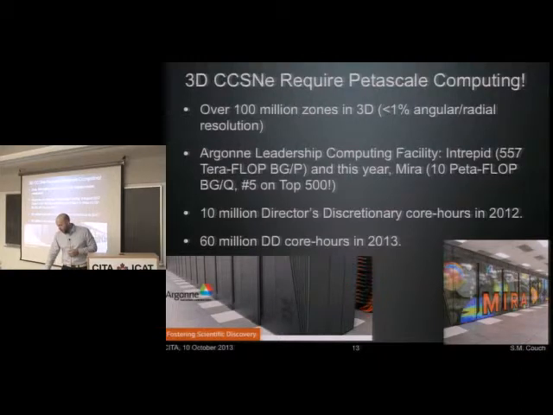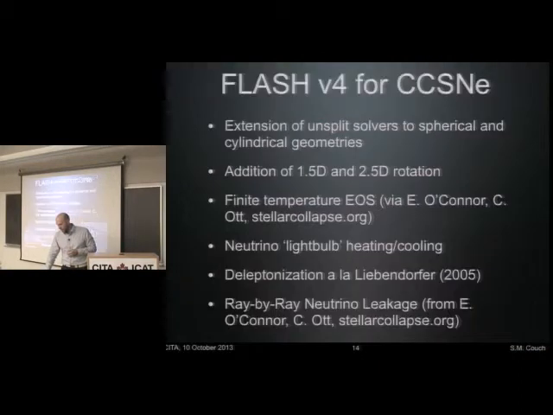And my main tool for the simulations that I'll talk about today is Flash, which many of you may have heard of. It's an open source code developed at the University of Chicago. It's been around since like 1997. It's got a long history in the astrophysics community. It's gone through several major revisions. It's currently version 4. And I just put up here a few things that we've done with Flash version 4 to make it capable of doing core collapse supernovae.